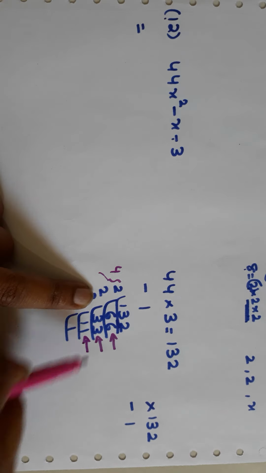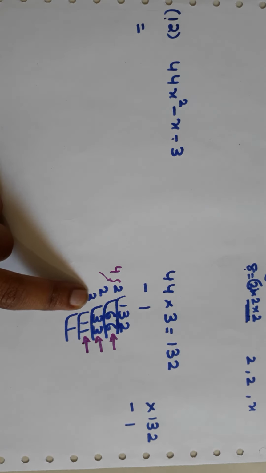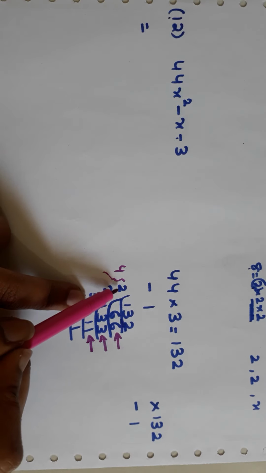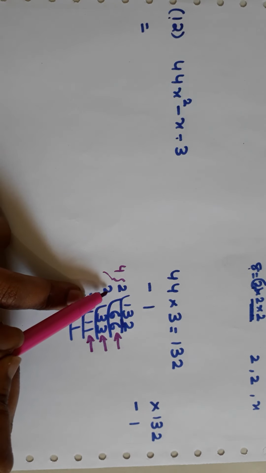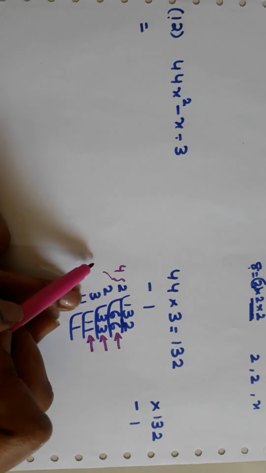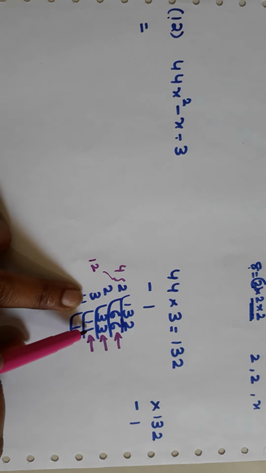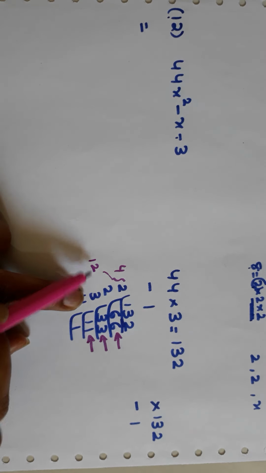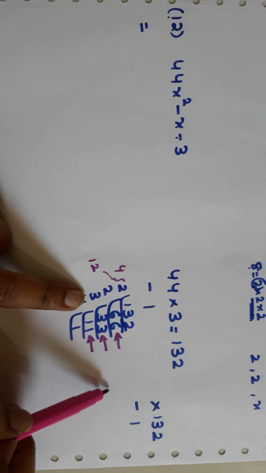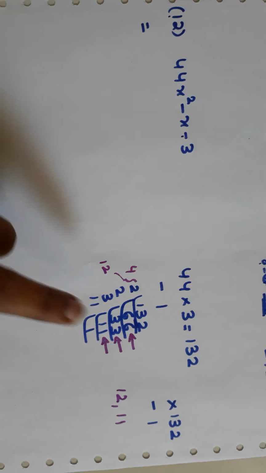Take the next number to 33, that is 11. And on the right you will take the product of 2, 2 and 3. 2 2s are 4, 4 3s is 12. 12 into 11 is 132 and 12 minus 11 is 1. So the factors are 12 and 11.